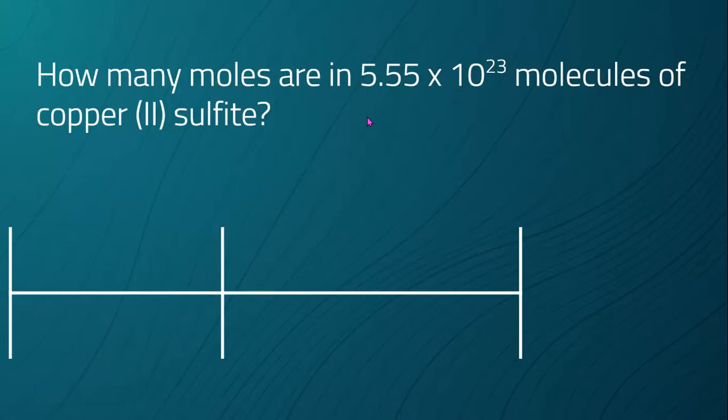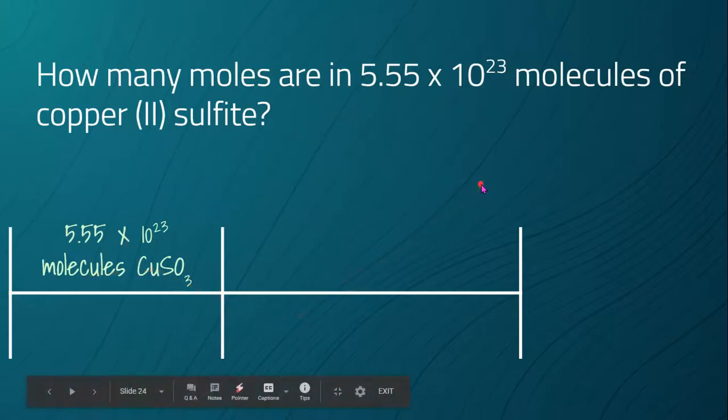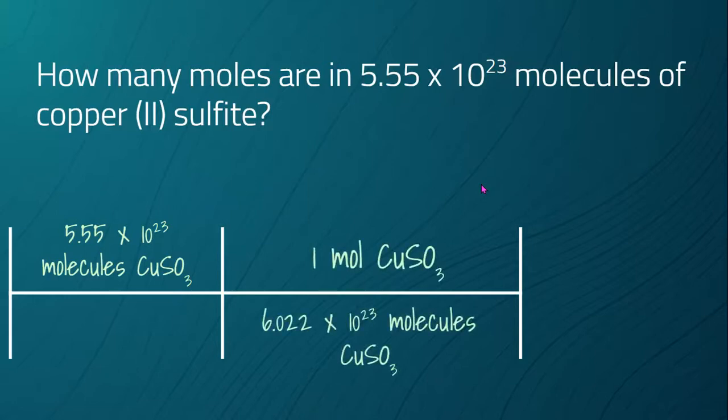I'm going to start by putting the number given to us in the problem in the upper left-hand box, making sure to follow it with a unit and the formula. Again, doesn't seem important now, will be important when we get to reaction stoich. So I put the 5.55 times 10 to the 23rd molecules of CuSO3 up. Since I have molecules up, I need to put molecules down. Again, our conversion factor when going molecules to moles is Avogadro's number. So I put the 6.022 times 10 to the 23rd molecules of copper 2 sulfite down, 1 mole up.